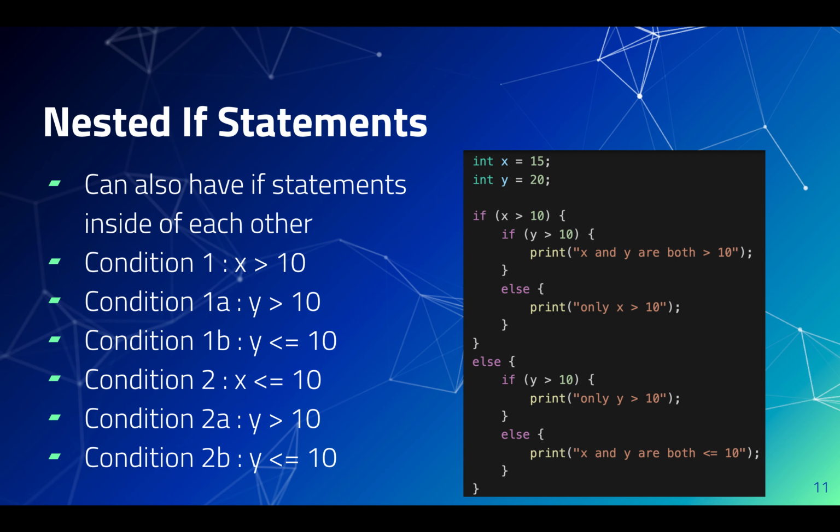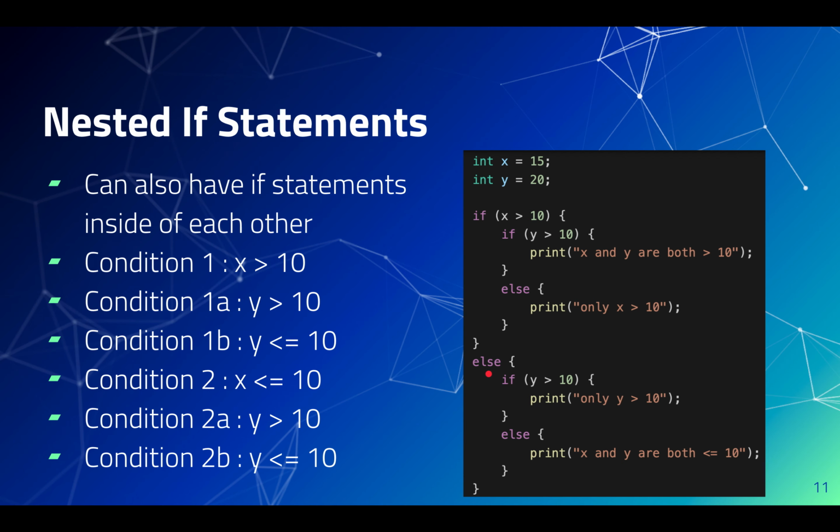Otherwise, we're still in the scenario where x is greater than 10. Since y is not greater than 10, that means only x is greater than 10. But if that first condition of x is greater than 10 is not true, meaning x is less than or equal to 10, none of this will be checked. The program will instantly go to the else statement right here.